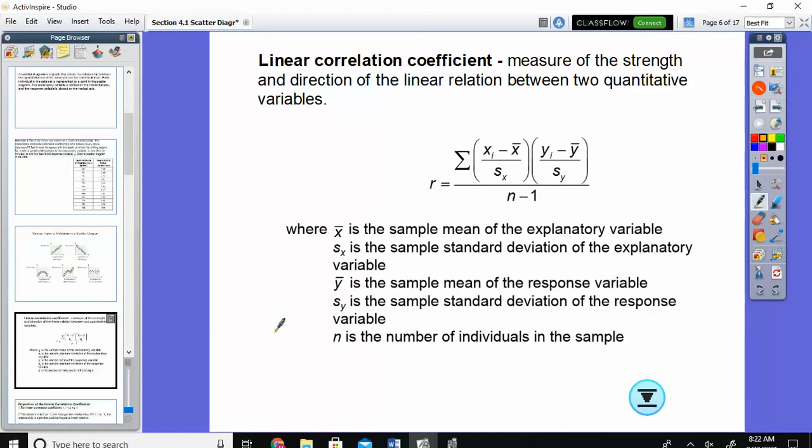All of the things in this formula we've seen before. This E looking thing means the sum, so you're adding up a bunch of stuff. In here, x sub i is just the value of an x minus the mean of x, divided by the standard deviation of x. Then you have to do the same thing for your y's. Divide by n minus 1. We know n is the number of points that we're looking at.